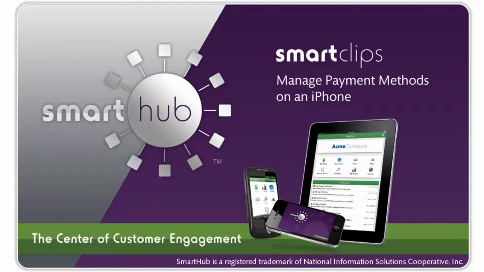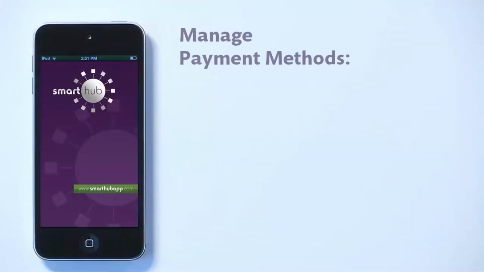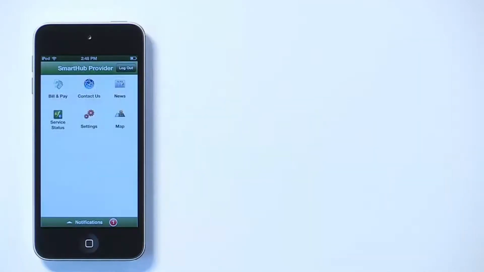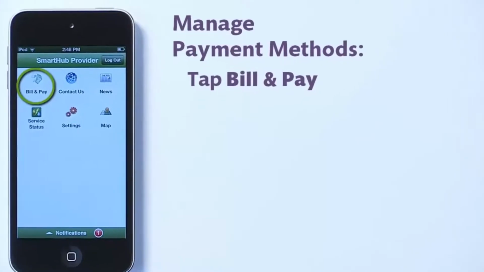One of the advantages of SmartHub is that you can conveniently make payments from your smartphone or tablet. This video shows you how to add, edit, and delete payment account information on your iPhone that you can use to quickly pay your bill when it's due. From the SmartHub home screen, tap the Bill and Pay icon.